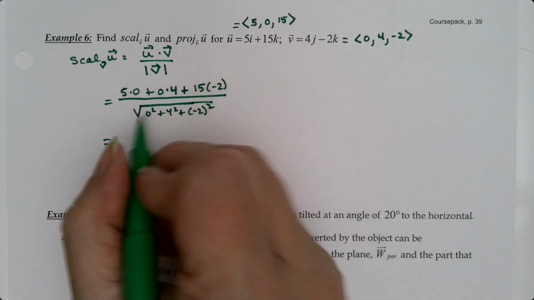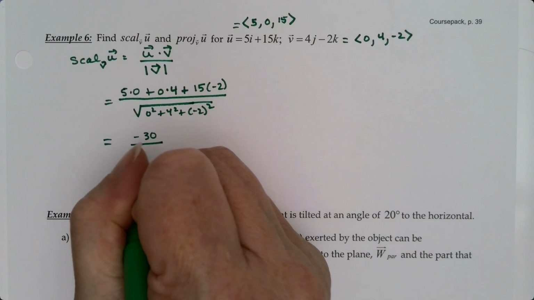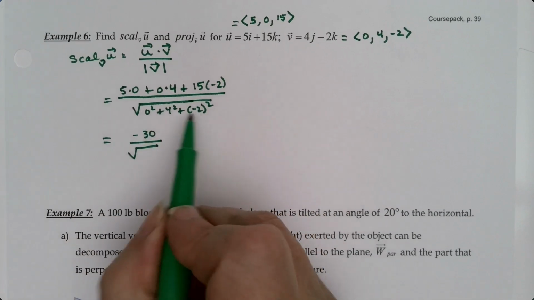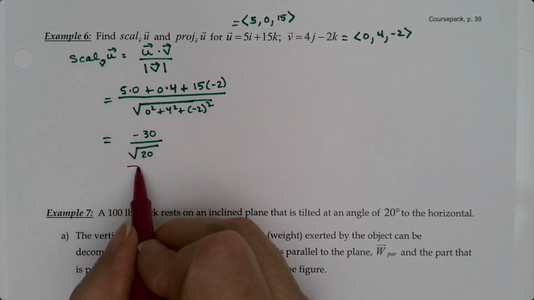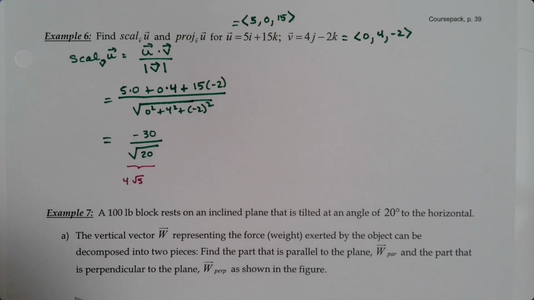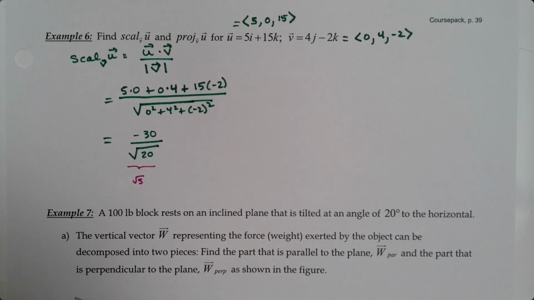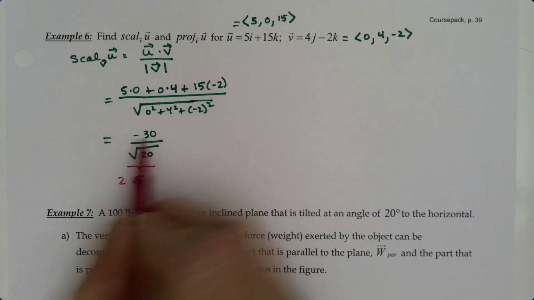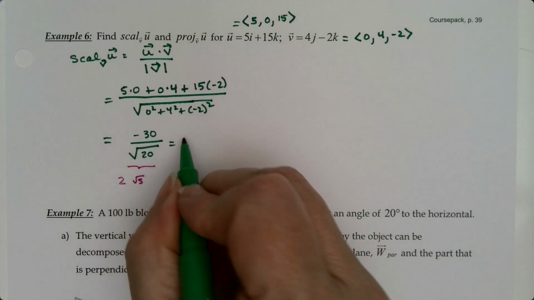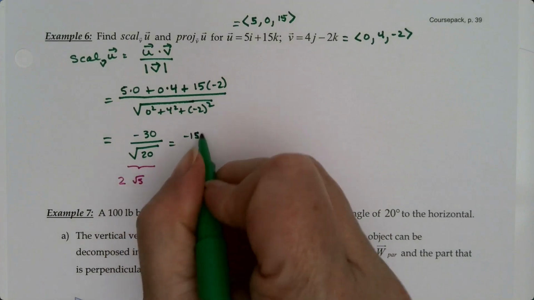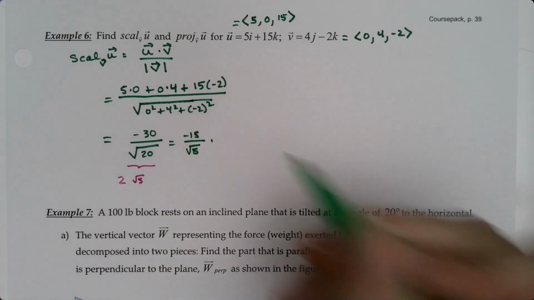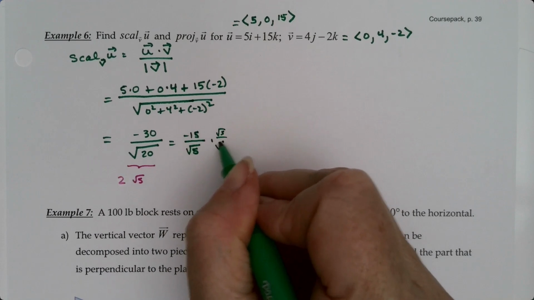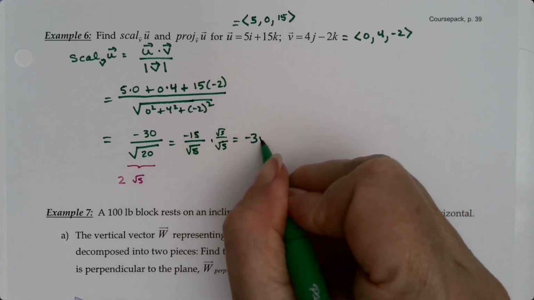All right, so the dot product is negative 30 over the square root of 20. The square root of 20 reduces down to, excuse me, square root of 4 times 5, which is 2 square root of 5. There we go. And then 2 goes into 30 15 times. So that would be negative 15 over the square root of 5. And if you want to rationalize it, you'd multiply by the square root of 5 over the square root of 5, and you'd end up with negative 3 square root of 5.